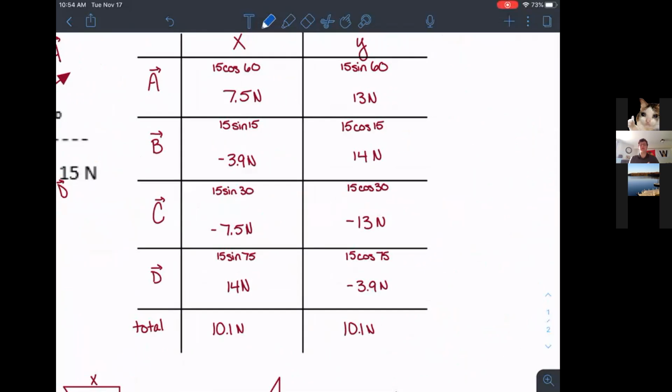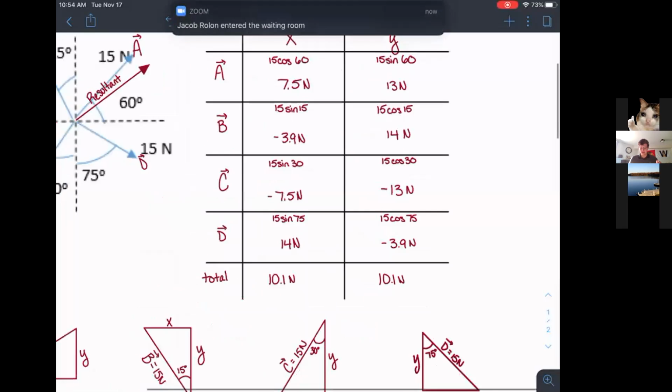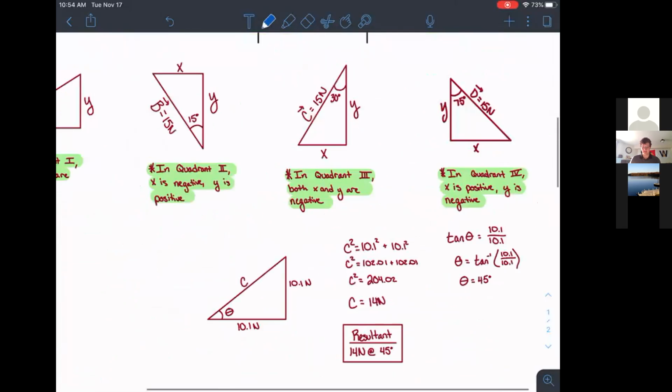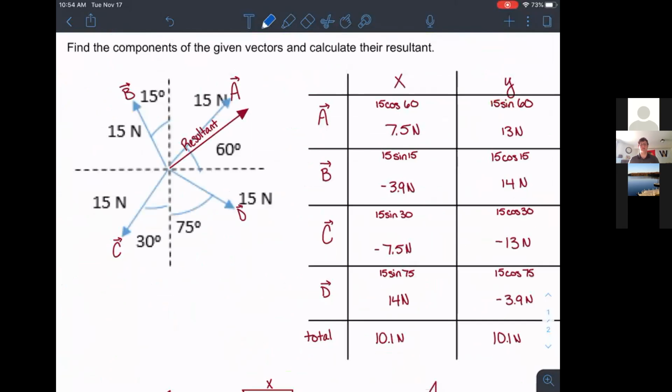And when we added our X components together, we should have gotten 10.1 newtons for our total resultant vector in the X direction. In the Y direction, when we added our four vectors together, we should have gotten 10.1 newtons in the Y direction. Once we got both of those vectors going in both directions, we should be able to then calculate our resultant vector with its magnitude and direction. You should have found out that the magnitude was 14 newtons and it was going at 45 degrees because it was in the first quadrant.